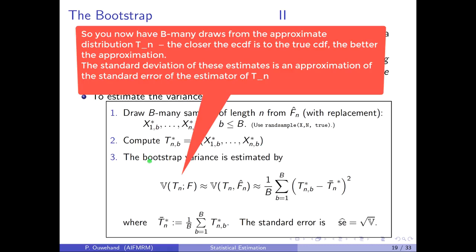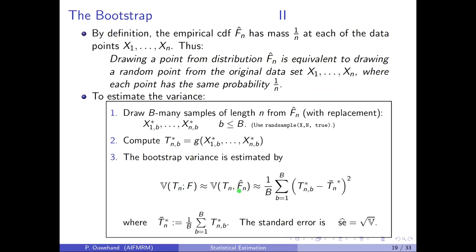The bootstrap variance is then estimated as follows. We want to know the true variance of the estimator. We approximate it by replacing the true CDF with the empirical CDF. And then the variance is approximately given by this expression over here, where T bar n is simply the mean of all the new point estimates that you have. And the standard error is estimated as the square root of this quantity here.